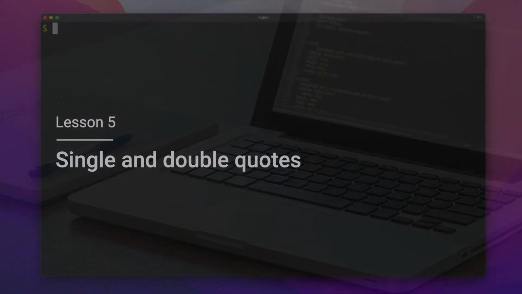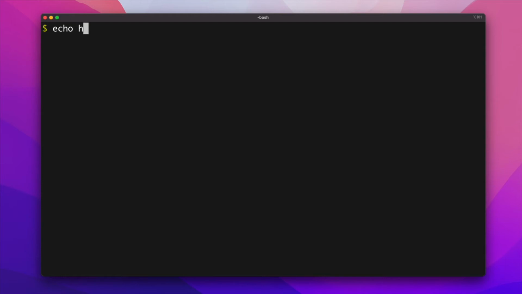In the previous lectures, we've used the echo command to output multiple strings into the terminal window. So far, we've separated each argument with a single space character, but what do you think would happen if we added extra spaces around each of these arguments? As you can see, the extra spaces have magically disappeared.